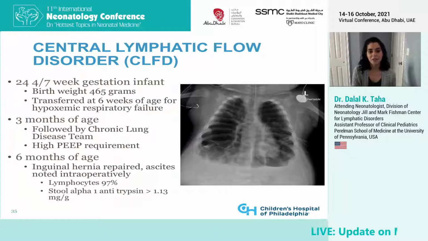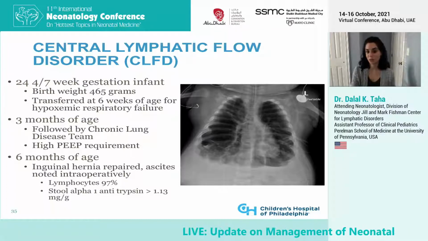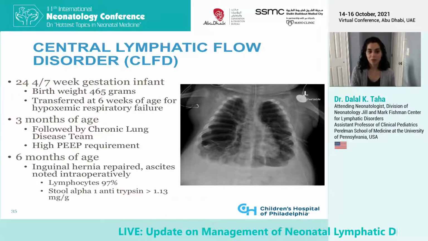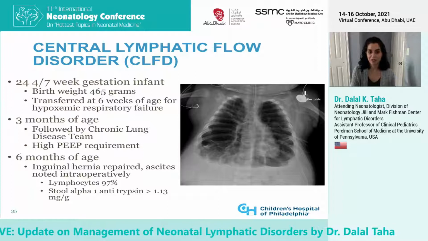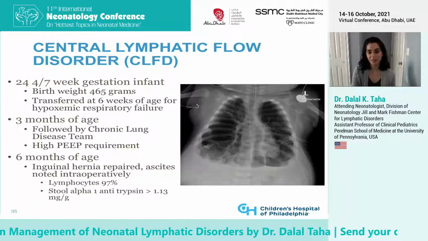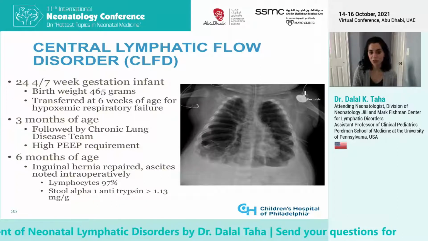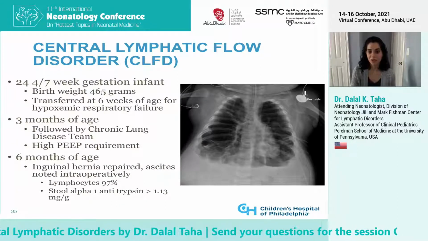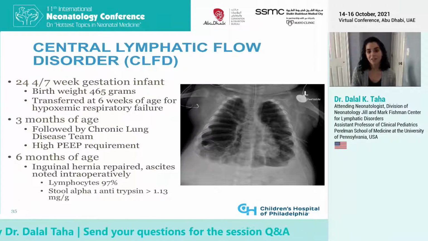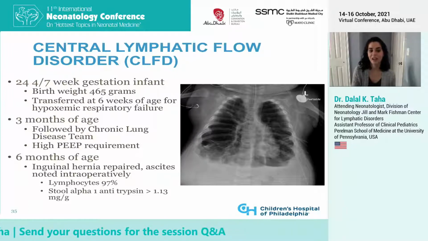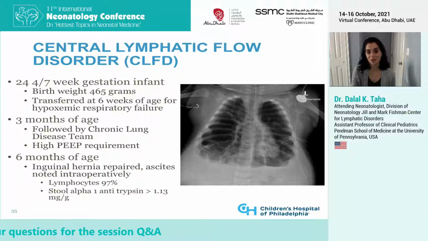This next case is a patient also with CLFD. He was born at 24 weeks gestation and was transferred from his birth hospital at 6 weeks of life. When he was 6 months old, he had inguinal hernia surgery, and ascites was found during that procedure. The fluid had 97% lymphocytes, and because of a history of loose stools and intolerance to feeds, a stool alpha-1 antitrypsin was also sent. The chest x-ray on this slide is significant for hyperinflated lungs with diffuse areas of air trapping, as well as soft tissue edema. So at this point, it was becoming more and more apparent that he was developing a lymphatic disorder.